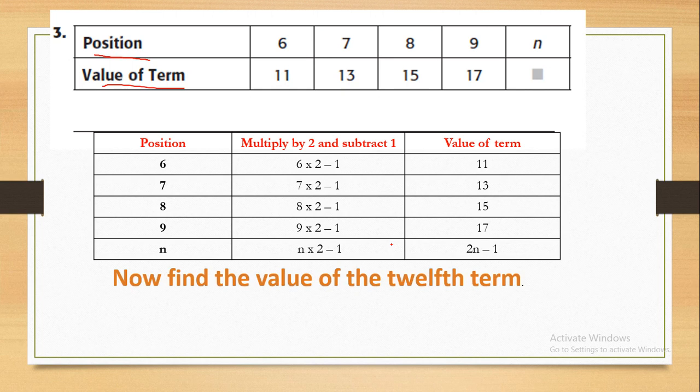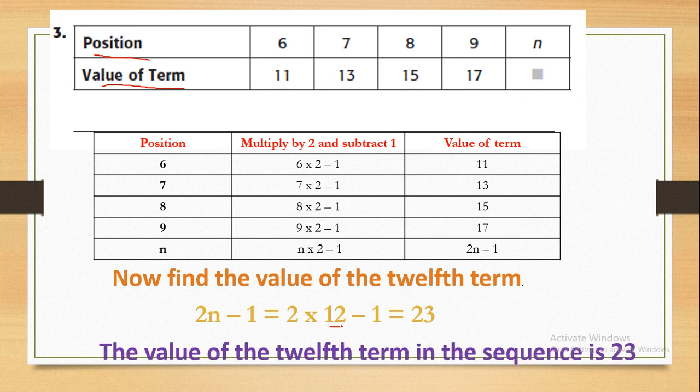Now let's find the value of the 12th term. It will be 2n minus 1. We will cancel n and we will put 12. So 2 times 12 gives us 24, minus 1 gives us 23. Okay?